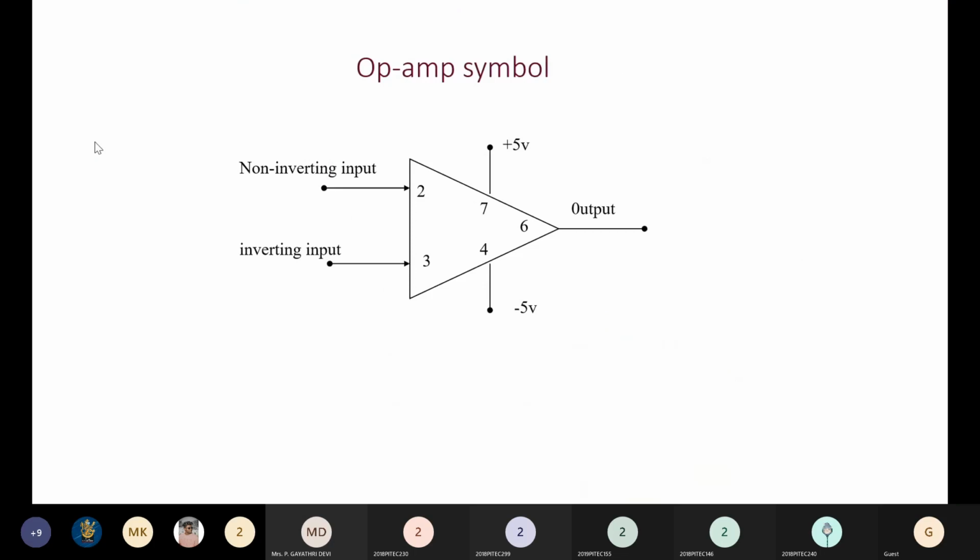And this is the symbol of op-amp. If you see the op-amp symbol, it's just a triangle where you have two inputs, non-inverting input and inverting input, and you have an output terminal. And of course, any device, if you want to operate, you need power supply for that as well. So you have two terminals for power. Plus 5 and minus 5 voltage is given here. Actually we can give it as plus 15 and minus 15, plus 15 minus 15 for a particular versatile op-amp, which is IC741. So the power supply will be given here.